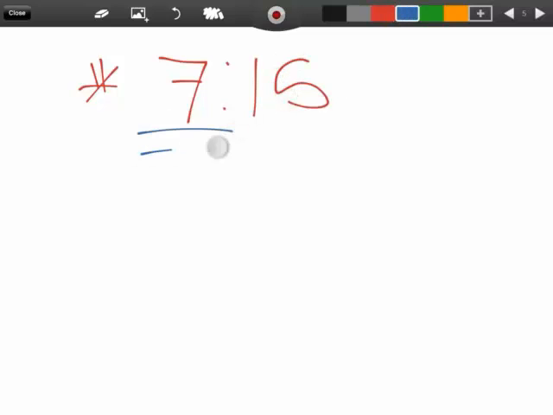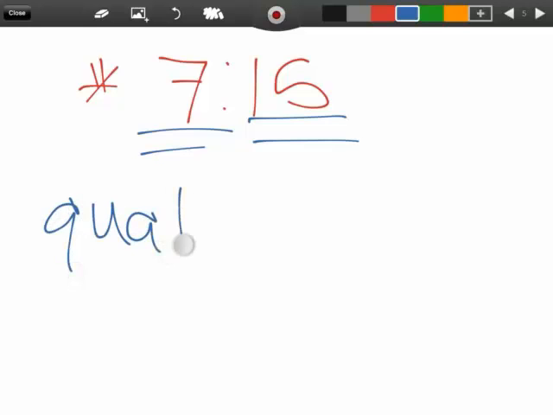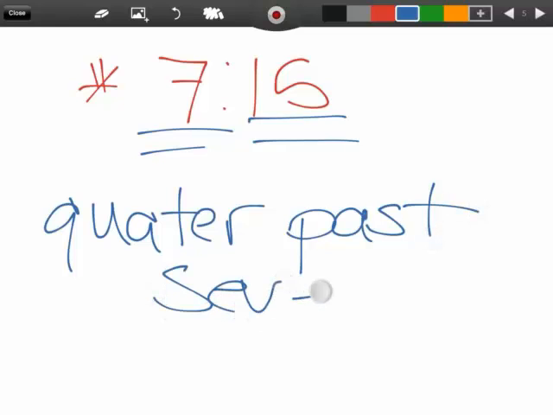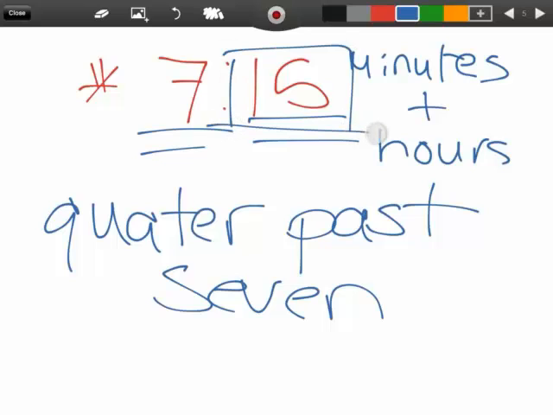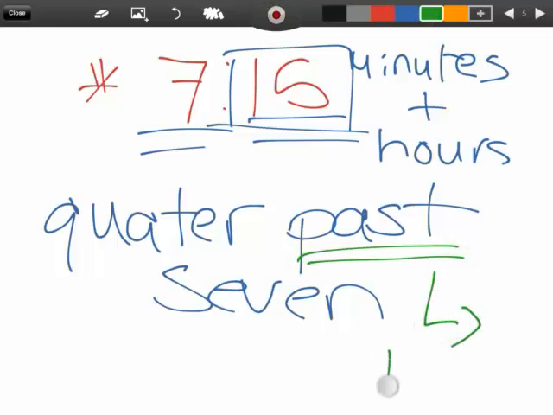If I wanted to say 7:15, I would say quarter past 7. Again, it's minutes plus hours. Since our time is between 1 and 30, we say past, and that is because it's between 1 and 30.